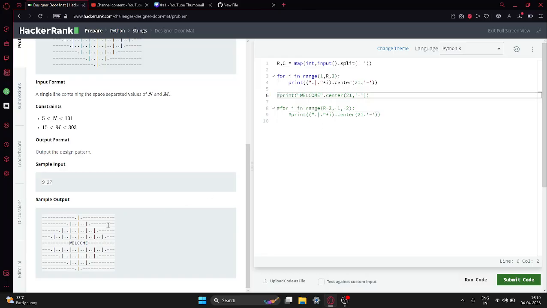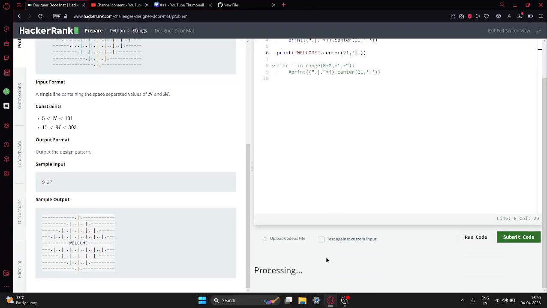And then we need to print Welcome, and it should be in the center. So we are using print, Welcome is the word we want to print, and center expresses the center of 21 characters, which means 21 divided by 2. We need to keep it in the center to be clear. Welcome is kept in the center, and the leftover outside of that is filled with dashes so that the place is not blank. Let me run it and show you once.